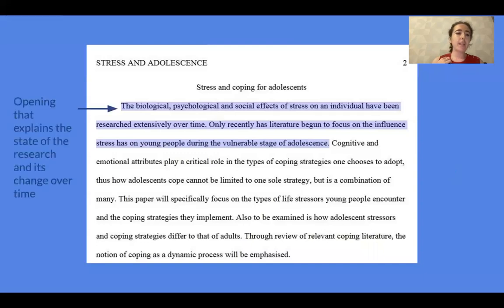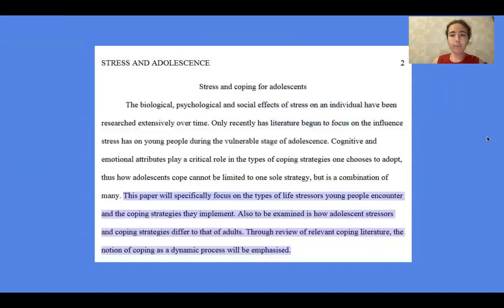Yeah, so what I thought that this opening did well is it explains the state of the research, right? How much research has been done. There has been extensive research, but it's changed over time, right? There's been a relative lack, right? So thank you guys. All right, so what about the end here?